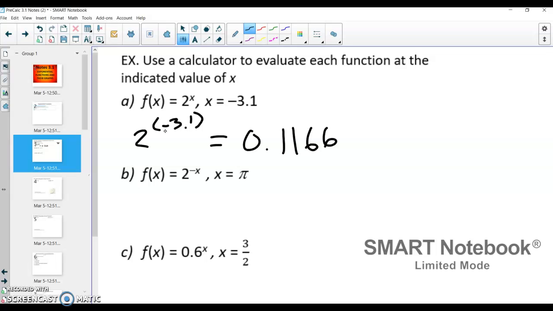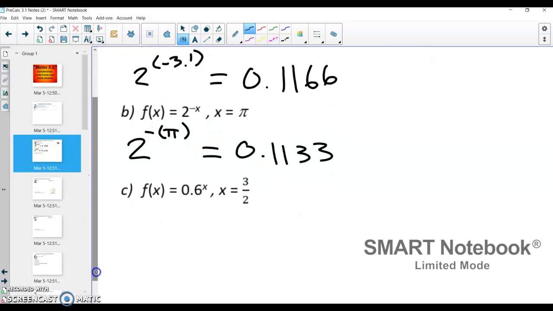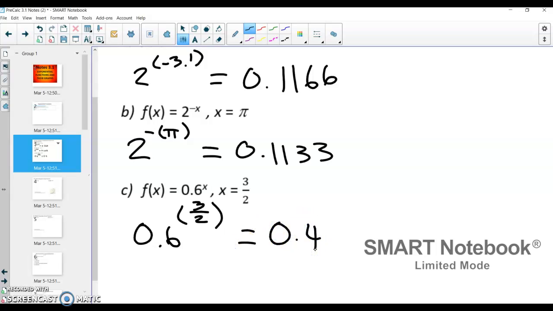Okay? Plugging in the next one, this is 2 raised to the negative pi, and that's going to give me an answer when I plug it into my calculator of 0.1133 after I round it. And then the last one here, we have 0.6, and that's going to be raised to the 3 over 2, or 1.5 if you like decimals. And we have 0.4648 if I round it. Okay? So again, that's just plugging in some kind of exponent into your function.